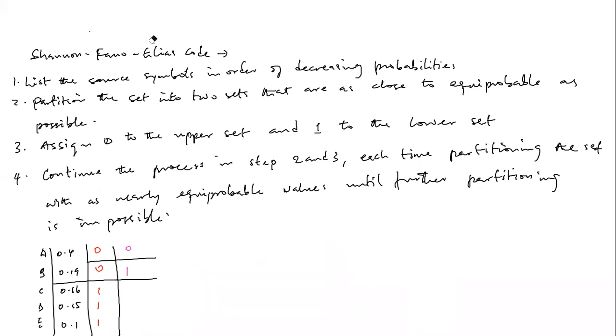Then we assign zeros to the upper half, so this time we are splitting. Assign 0 to the upper half, split, and 1 on the other. Once again, we have just these two. So we can split this and 0 on the upper. So we have the code words there. So just like before, we have the symbols, and we have the probability distributions, and then we have the code words, right?